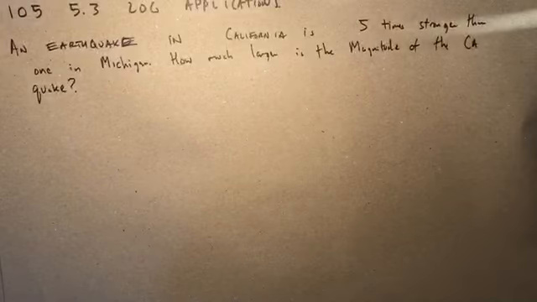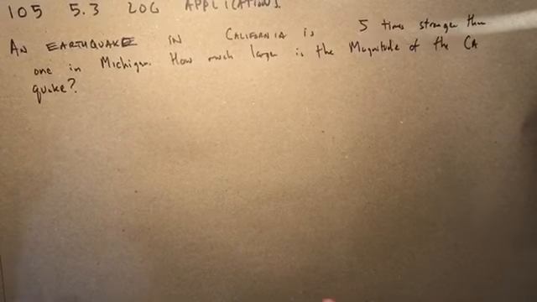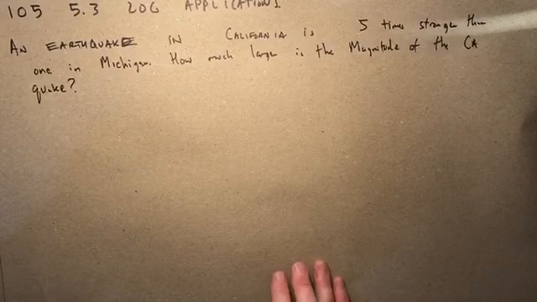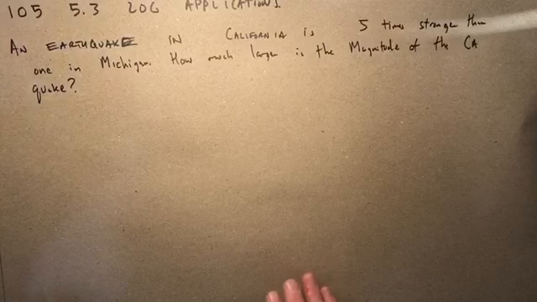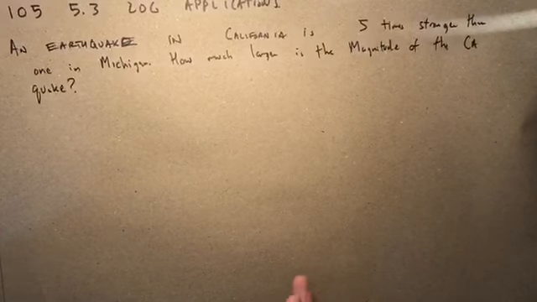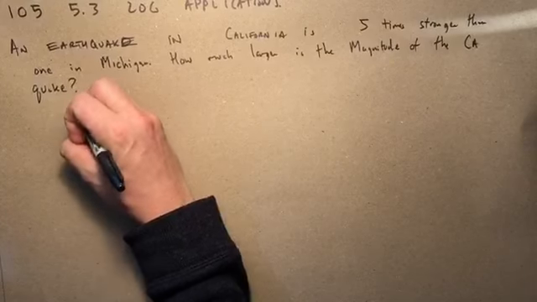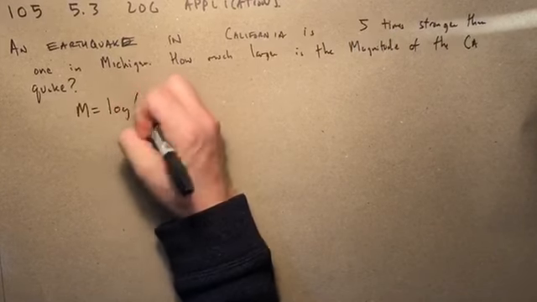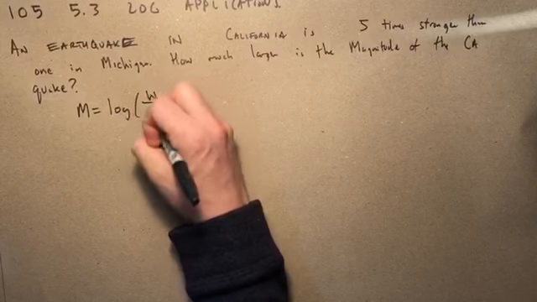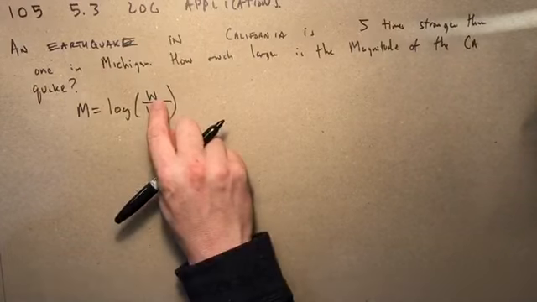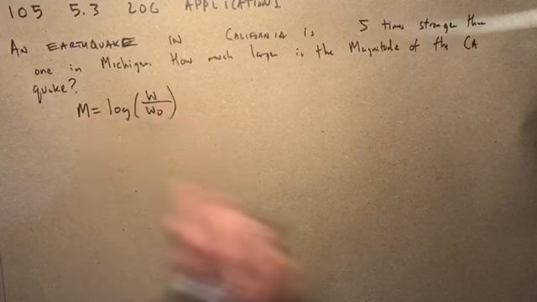All right, friends, let's do one last log application, and suppose that an earthquake in California is 5 times stronger than one in Michigan. And I want to know how much larger is the magnitude of the California quake. So what we can remember is that the magnitude, and this is a formula that you are not required to know, is equal to the log of W over W naught, where W is the strength and M is the magnitude.